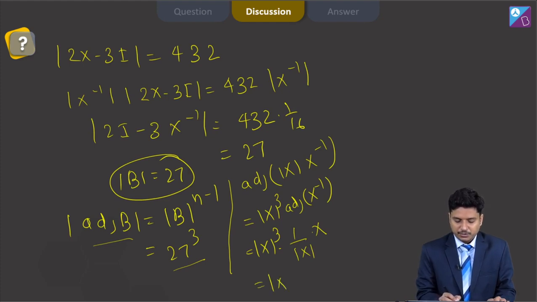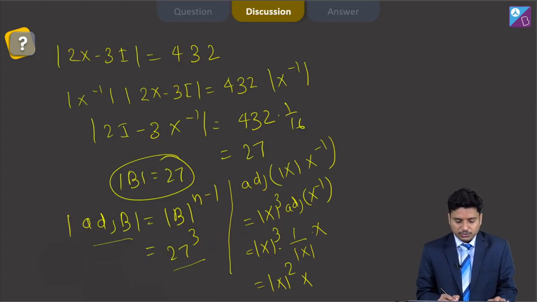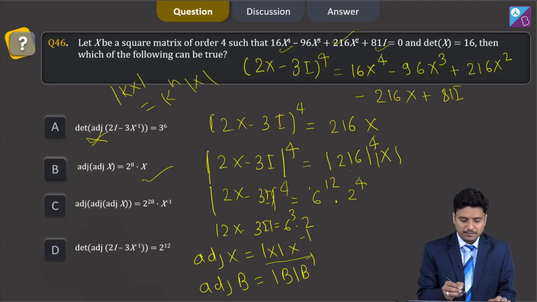So it will be equal to determinant of x square into x. What is determinant of x? It is 16. So this will be 16 square, that is 2 raised to power 8 into x. So option B will be correct.